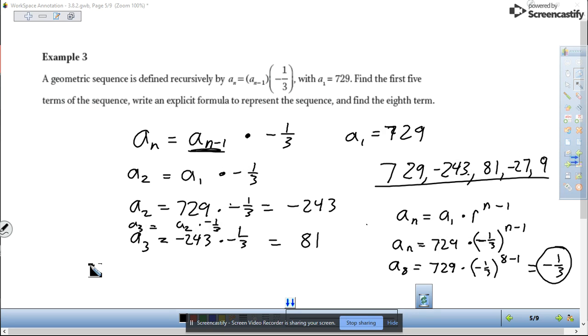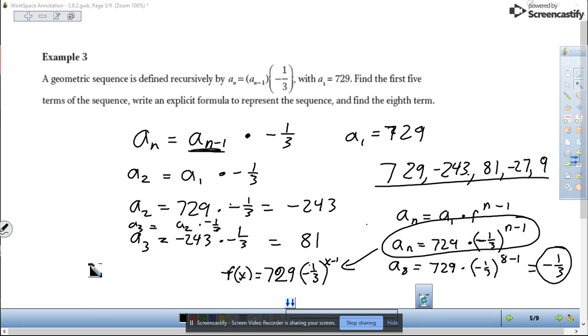Okay? For example, this could, of course, be written f of x equals 729, I didn't do my 2 very well, 729 times negative 1/3 to the x minus 1. And that's your function, right? That's a function. But the function, for a sequence, specifically only has x values that are positive consecutive integers. Okay, that's important. It's an important comparison between the two.